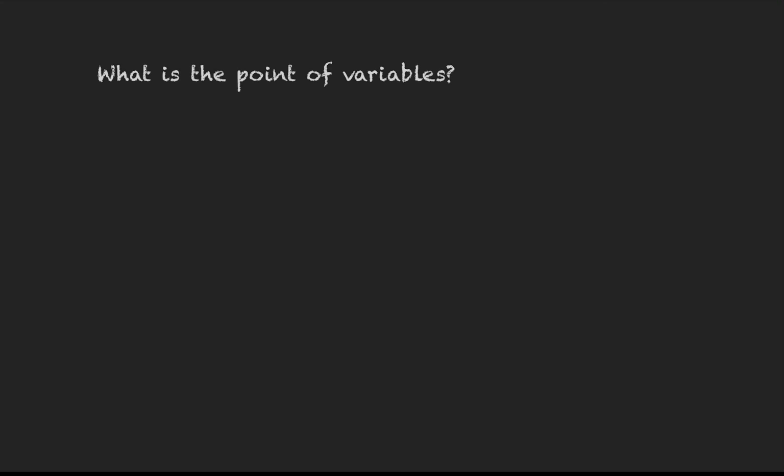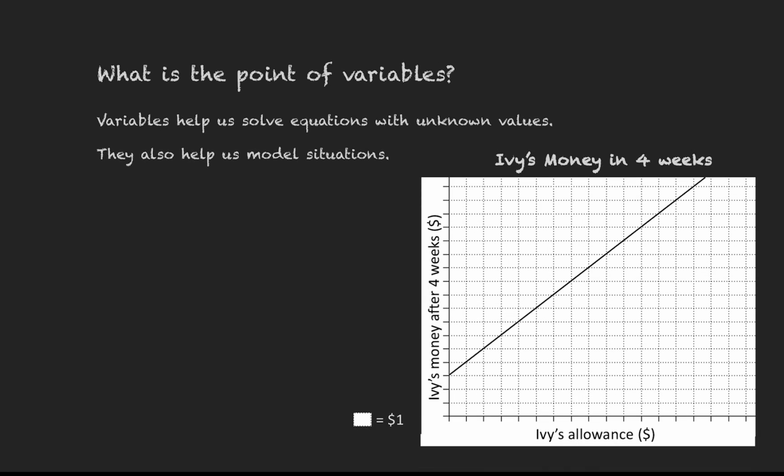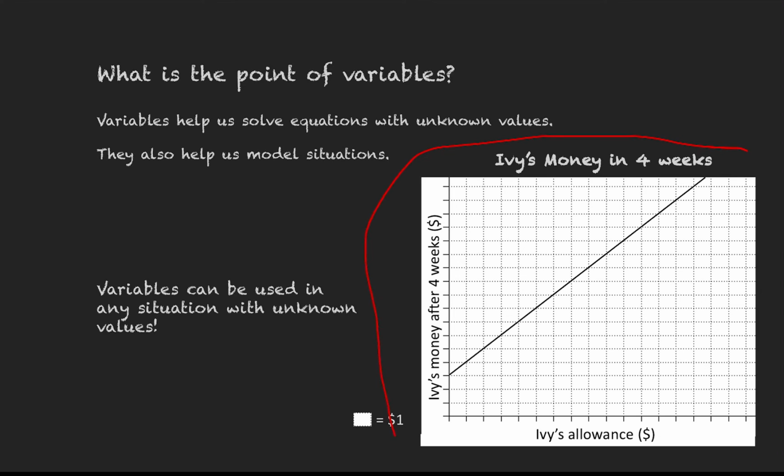What is the point of variables? Variables help us solve equations with unknown values. They also help us model situations. So in this case, this is a graph of Ivy's money after 4 weeks. So as Ivy's allowance increases, the amount of money she has after 4 weeks also increases. Variables can be used in any situation with unknown values.